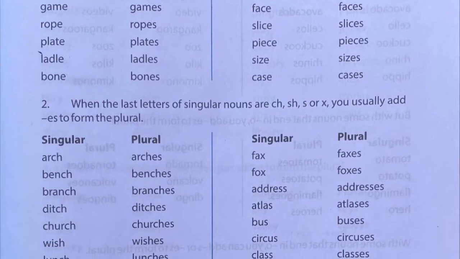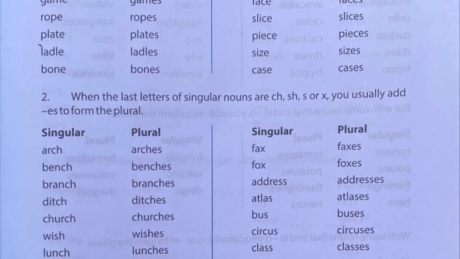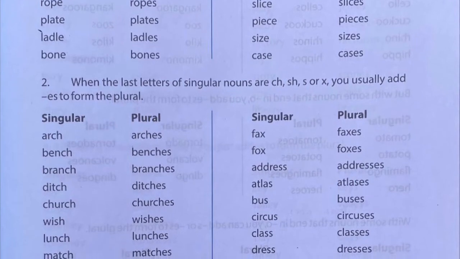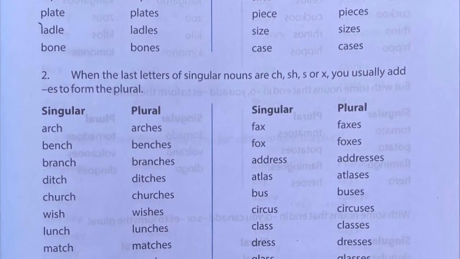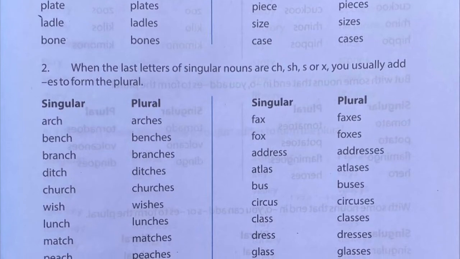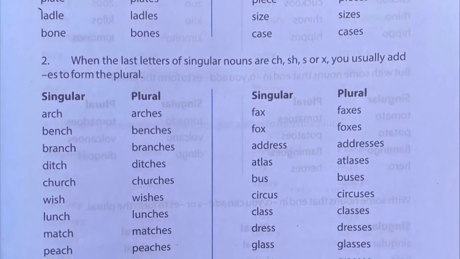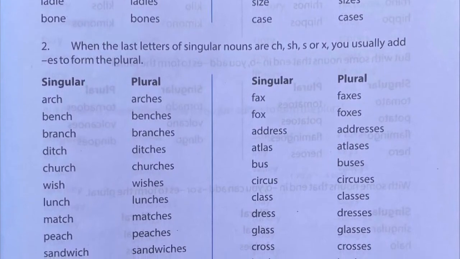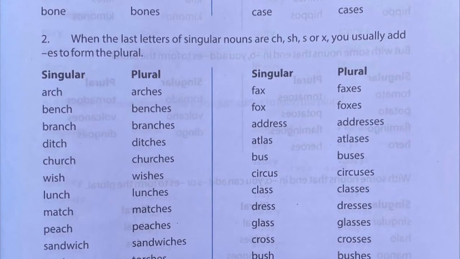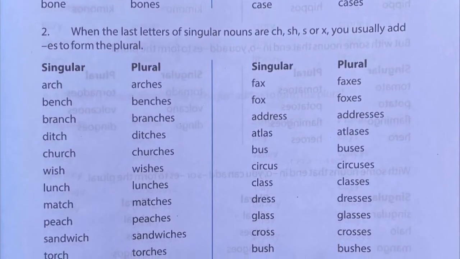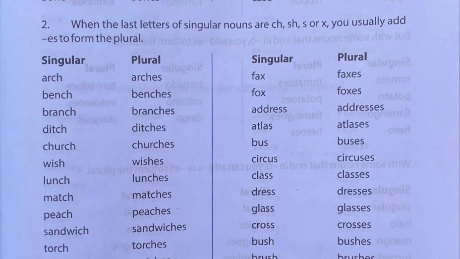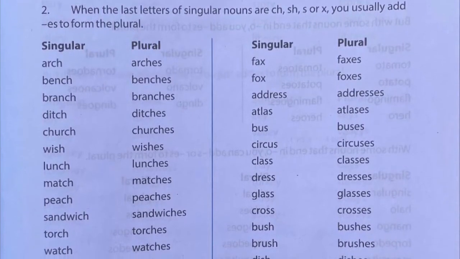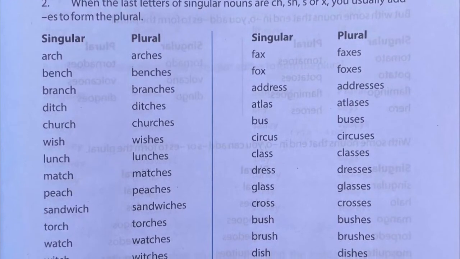Okay, and the words which are ending with e, as you can see on page number 41, we will add only s to them. Games, ropes, plates, and so on. And in the second point, they have discussed the same thing that I have made you understand just now. Like arches, benches, branches, boxes, faxes, addresses, and bushes.